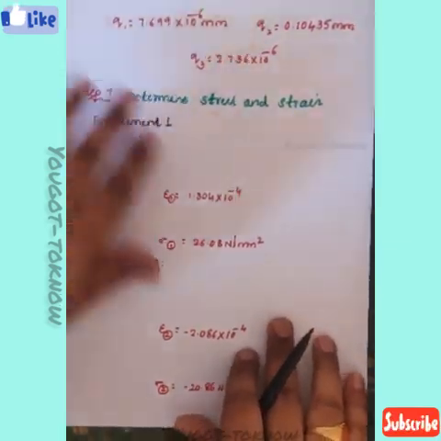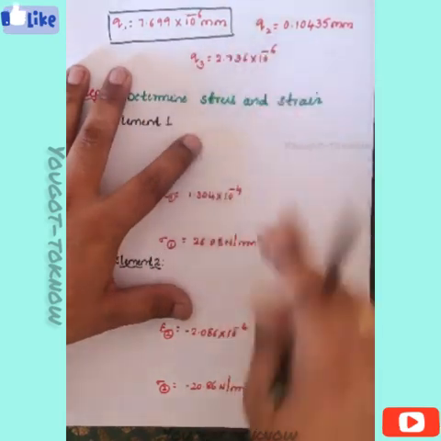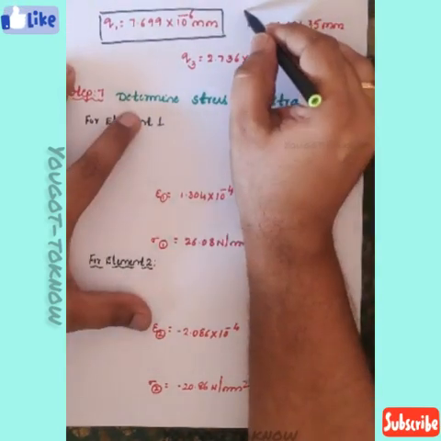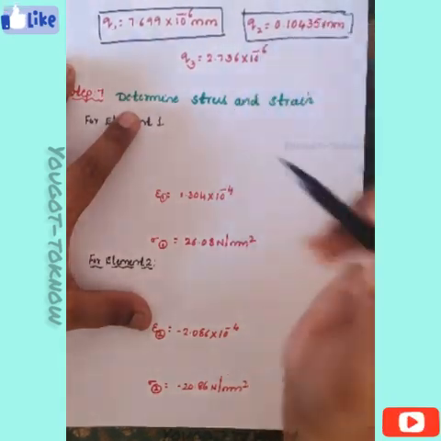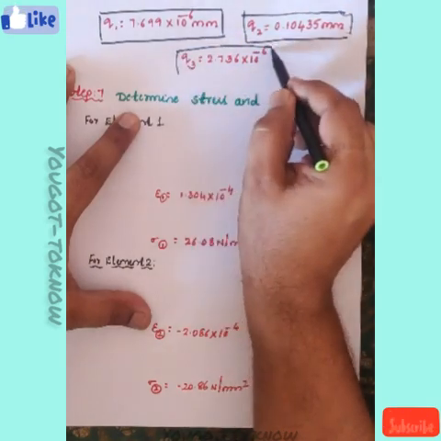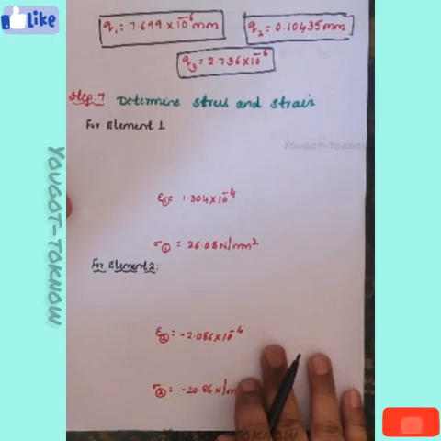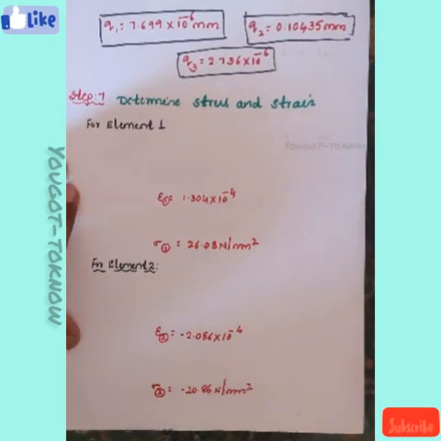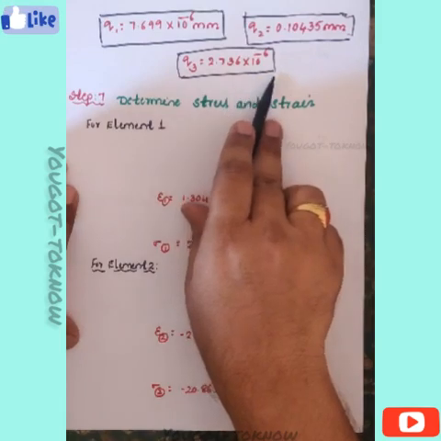Now, the displacements you are going to get are: Q1 is equal to 7.699 into 10 power minus 6. Q2 is equal to 0.10435 millimeter. Then Q3 is equal to 2.736 into 10 power minus 6. I told you what is common here. You are going to get a small displacement, because it offers a large stiffness. If you observe the displacement, 7.69 into 10 power minus 6, 2.73 into 10 power minus 6.